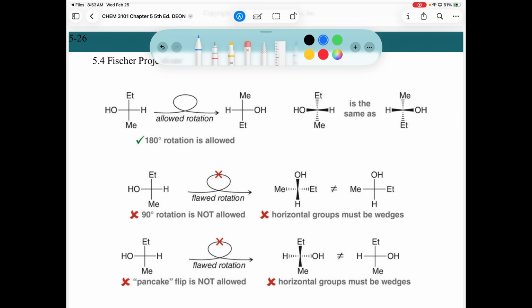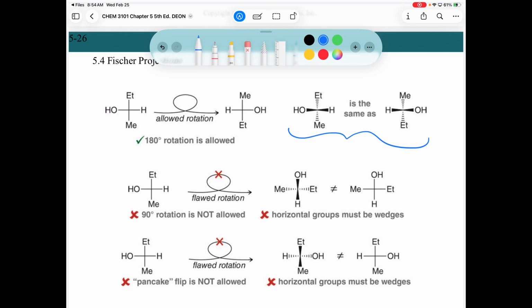And so, just what is allowed with the Fischer projection? That's kind of what the title of this slide should be. I didn't put a title on it, but the title could be Things I'm Allowed to Do with the Fischer Projection and Things I'm Not Allowed to Do. You can see there's a lot more not allowed than allowed, isn't there? Something you can do is rotate it 180 degrees. Why? Because the dashes are still dashes and the wedges are still wedges. Everything that was on a wedge is still on a wedge, and everything on a dash is still on a dash.